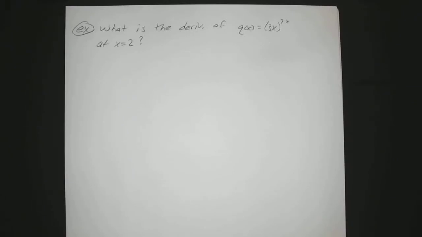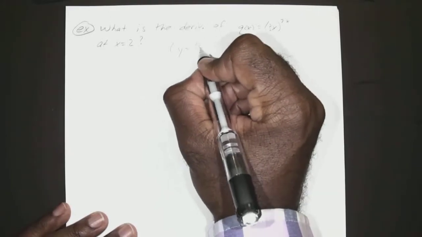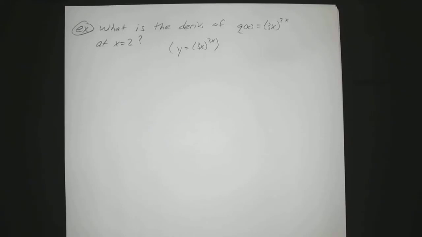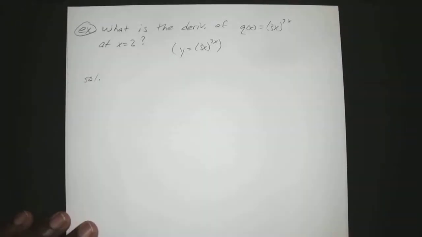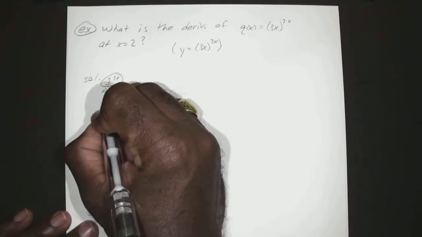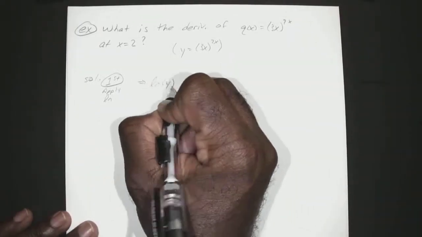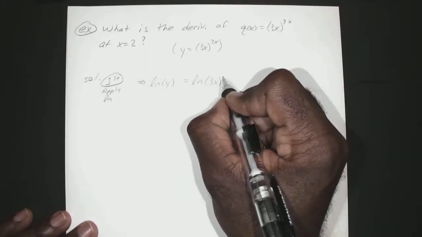Now, me personally, I usually just replace q of x with y just to make it easier. So I just made it y equals 3x to the 7x. It's easier to drag y all around than q of x. Okay, so remember your first step is you're going to apply natural log to both sides. So you get the natural log of y equals the natural log of 3x to the power 7x.